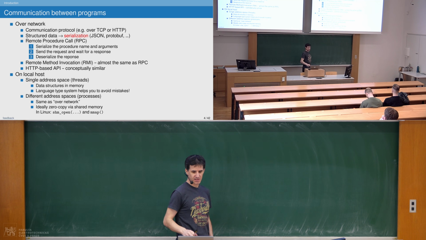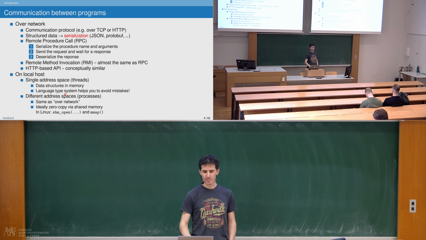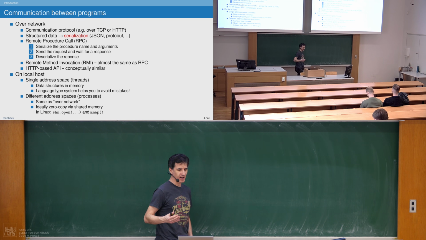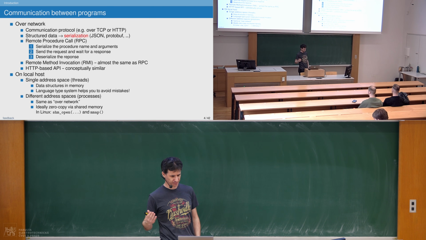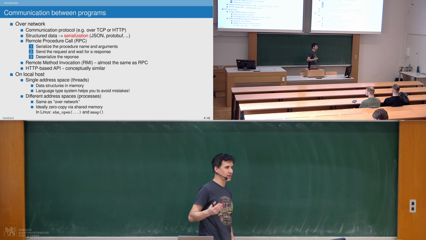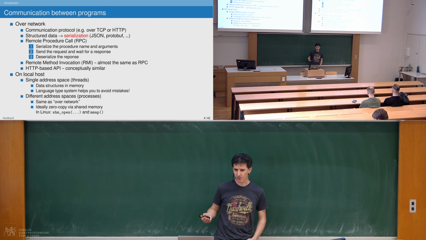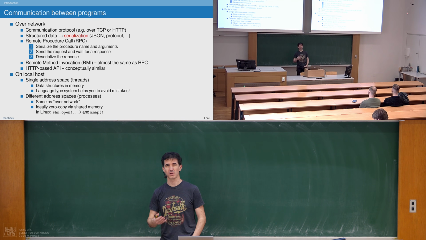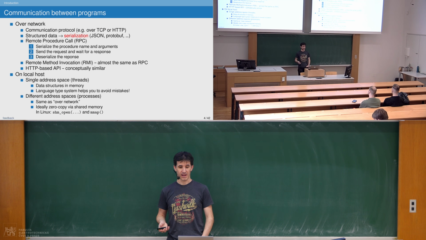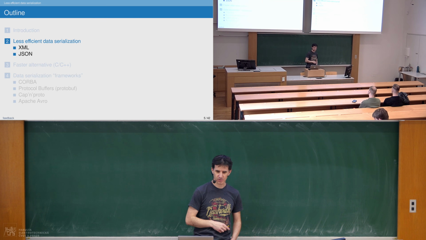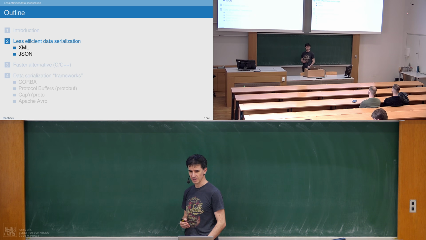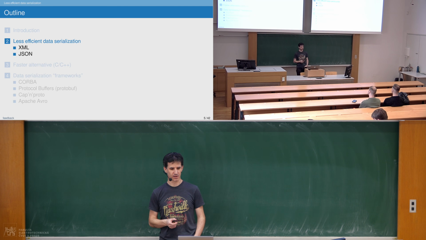Now, I have said that if you communicate between multiple threads, it's the type system of your programming language that helps you understand what data actually mean. If you are communicating over the network, you cannot rely on the type system of the programming language. You have to rely on something else. And this something else is a communication protocol or serialization frameworks, or however we call it. And that's what we will talk about today.